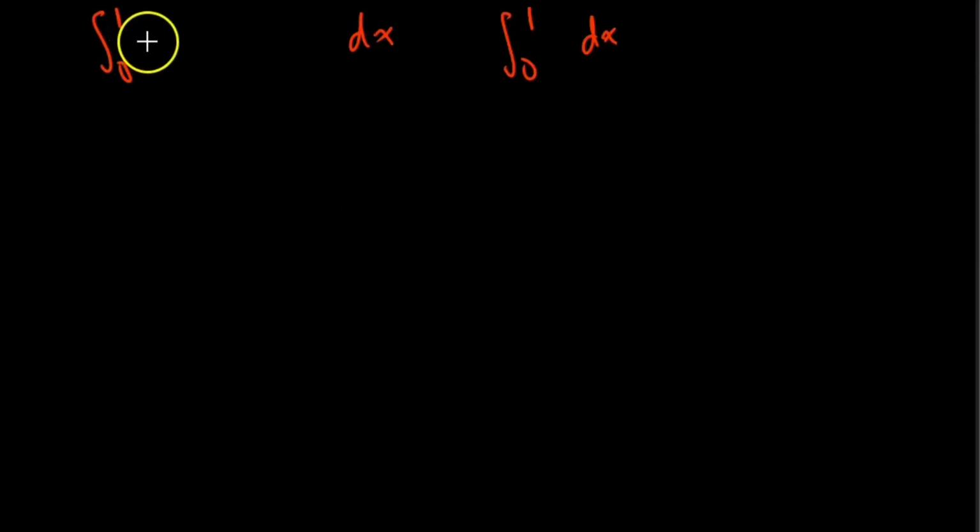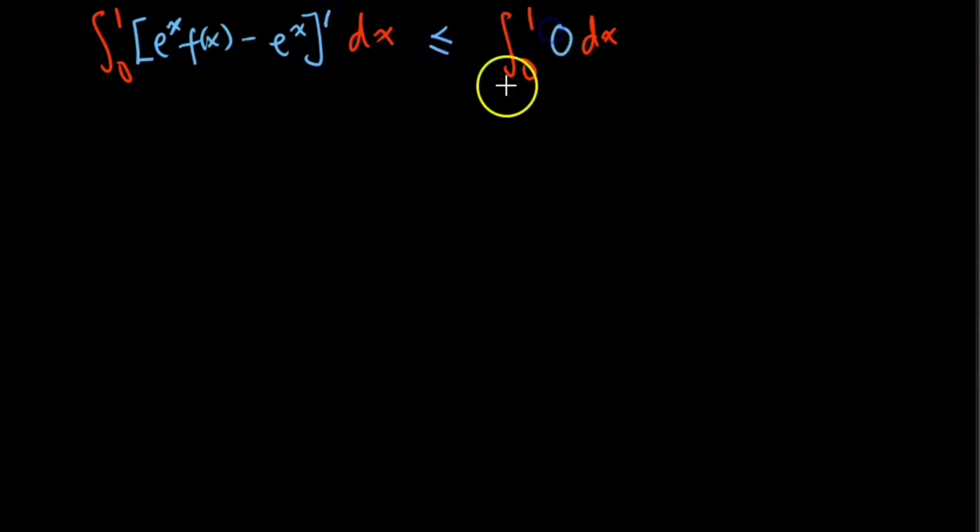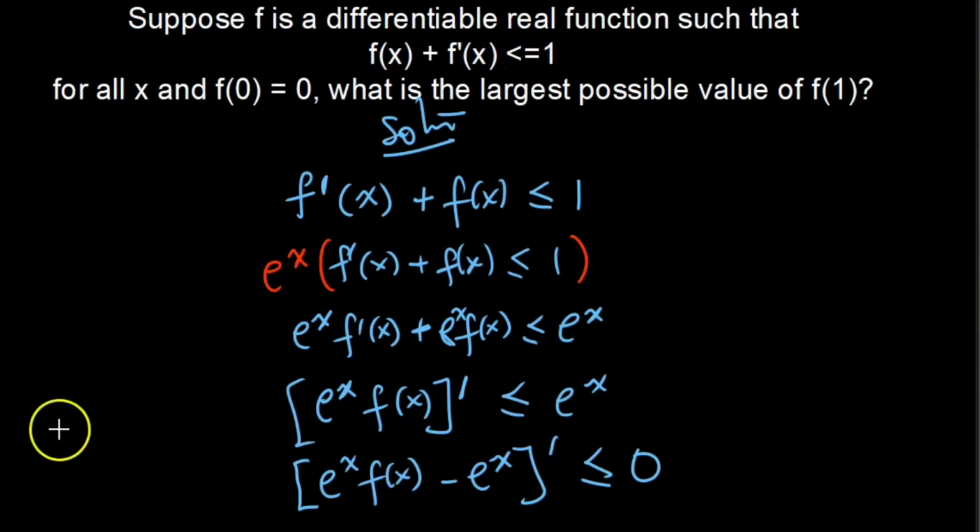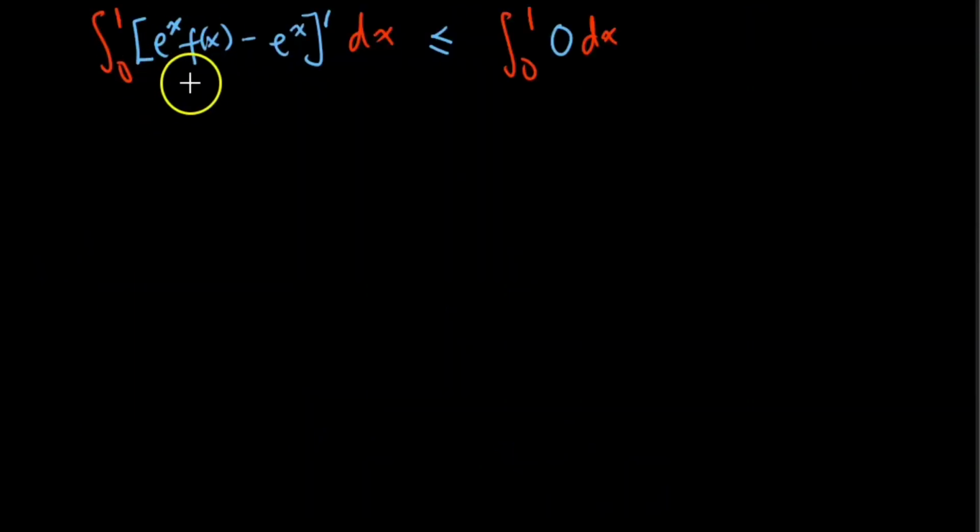That is going to be the derivative of e to the x times f of x, minus e to the x. Good, that was differentiated. This is less than or equal to, well, the order will still stay, because this right here is at most 0. Good. So let's integrate that.